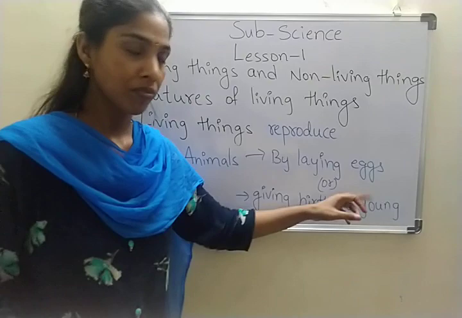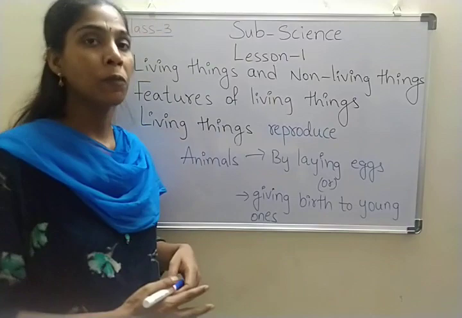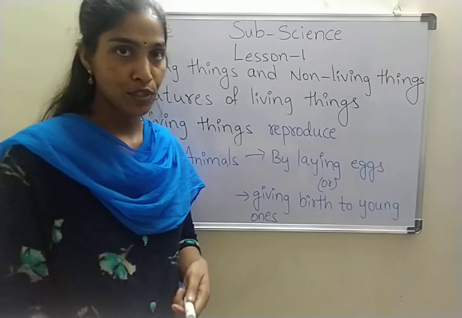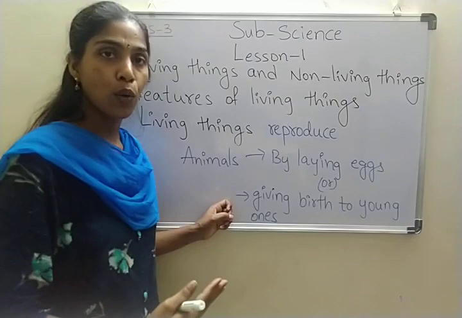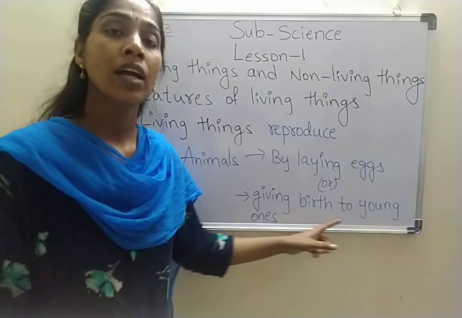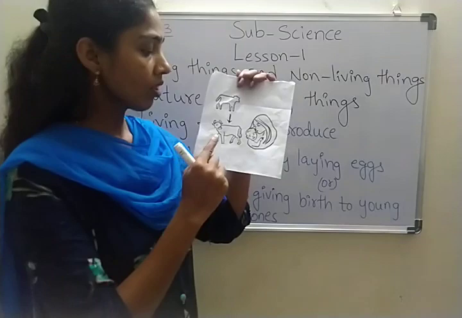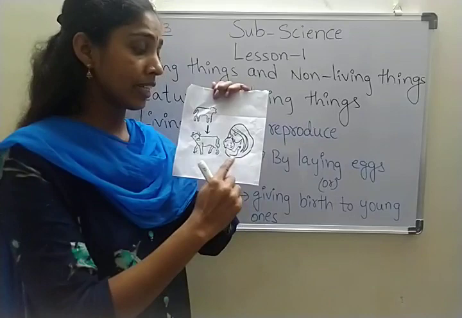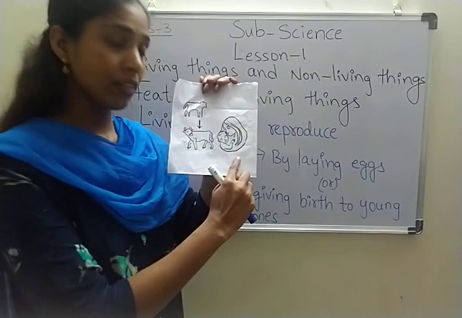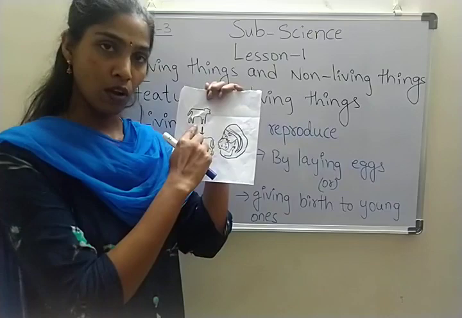How birds can reproduce? By laying eggs. For example, hen lays eggs. From which chicks come out? Okay children, now animals like cow, buffalo, tiger, lion give birth to young ones of their own kind. Okay children, look at me. Cow gives birth to young ones. Mother gives birth to child. Mother with her child. Cow with its calf. Have you understood children how animals can reproduce?